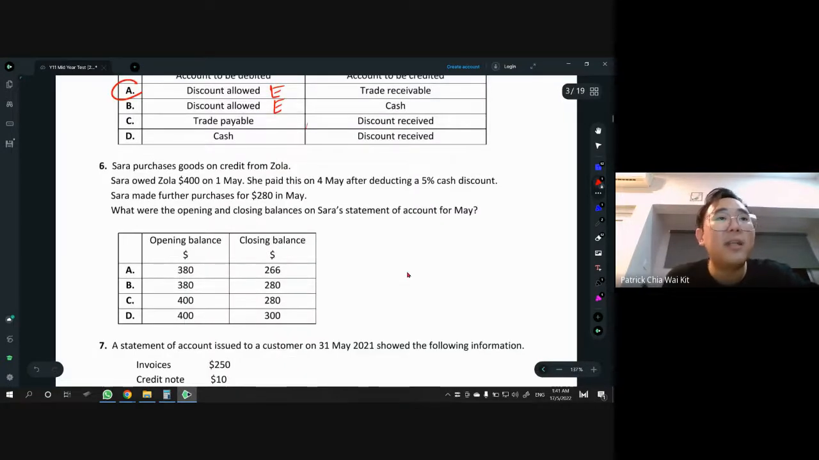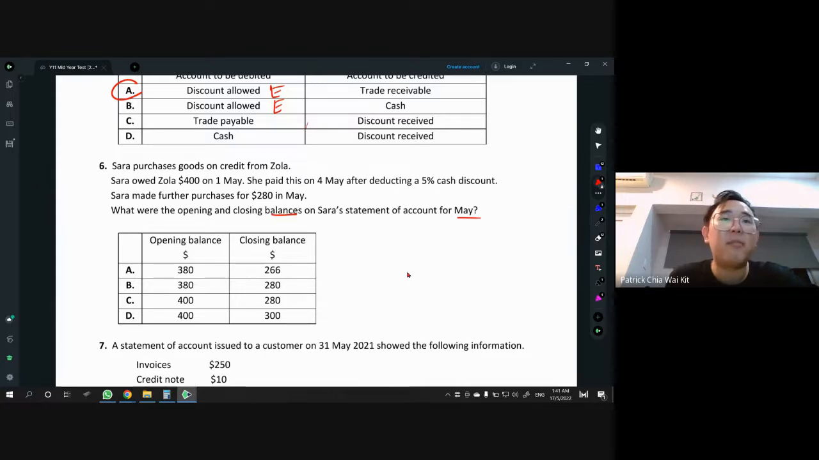All right. Number 6. Sarah purchases goods on credit from Zola. Sarah owes Zola 400 on 1st May. She paid this on 3rd May after deducting 5% cash discount. Sarah made further purchases for 280 in May. Right, all these things happen in May. So the question asks, what were the opening and closing balances on Sarah statement of account for May? So what is the balance at the end? So first, the opening balance.